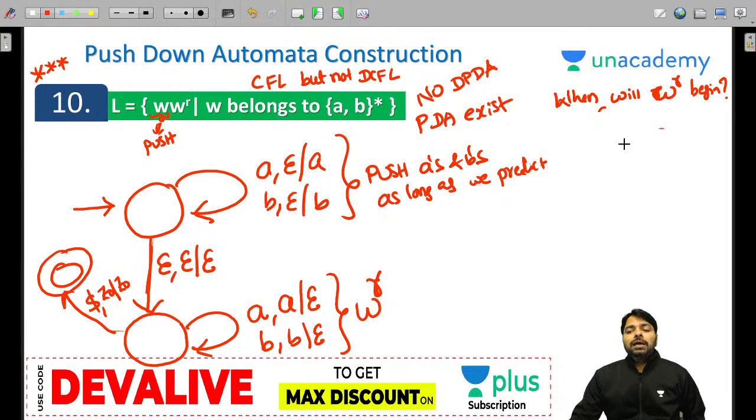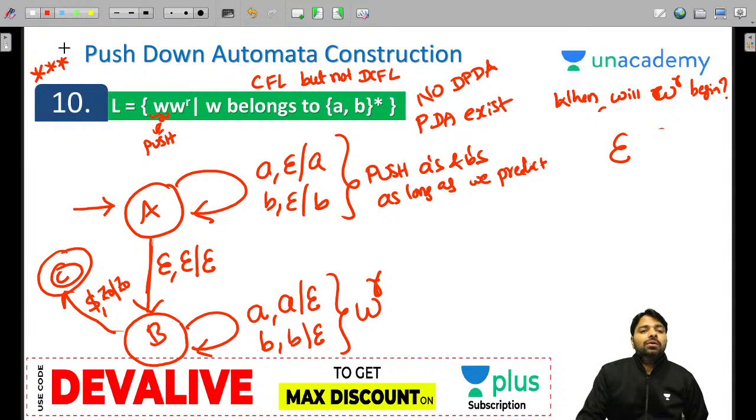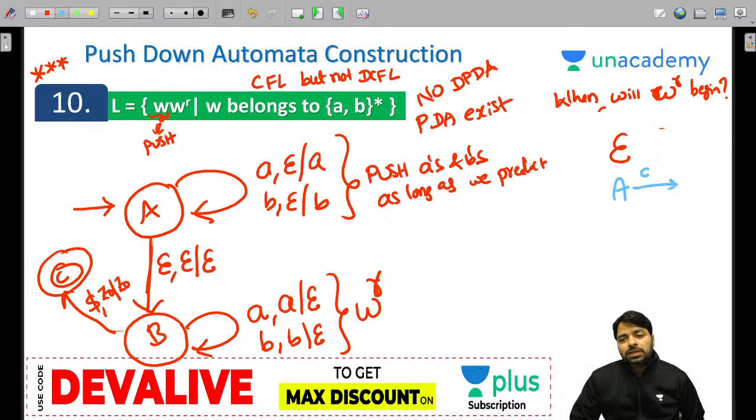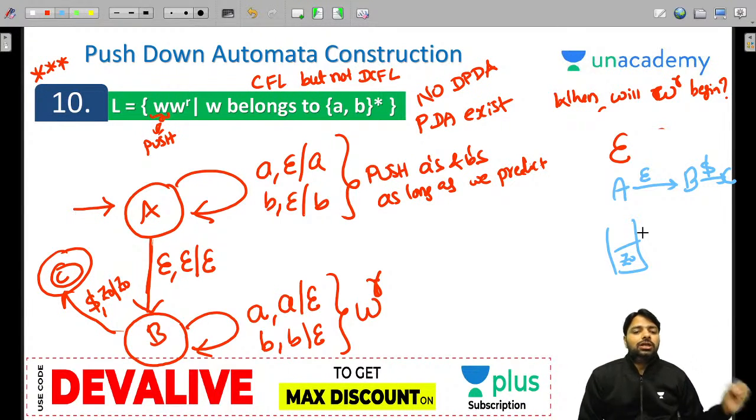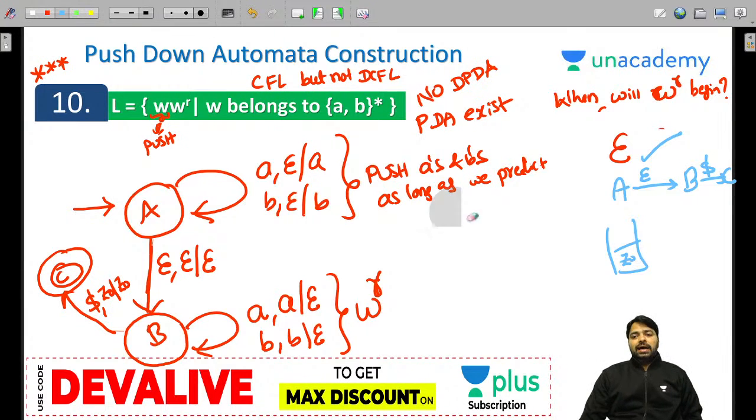Now, if you give me epsilon, do I have a path to final? Don't ask me why I should go that way, because that is a non-deterministic motion. I can take A and read epsilon and go to B, I can read dollar, I can go to C. But on this stack, I have a Z0 only. A is not looking at the stack. Blindly it is jumping to B, and from B I am looking at Z0, I am going to final. Epsilon accepted? Yes. Accepted.